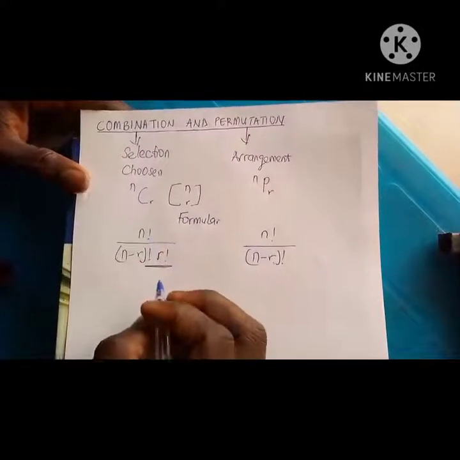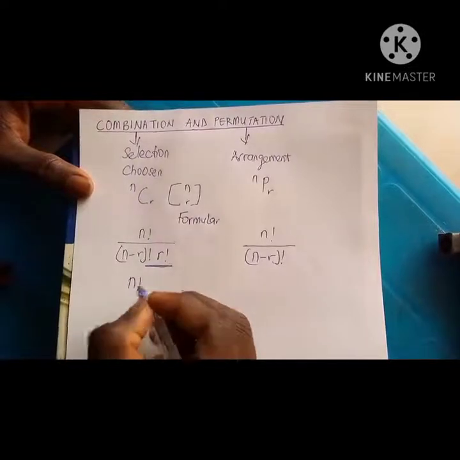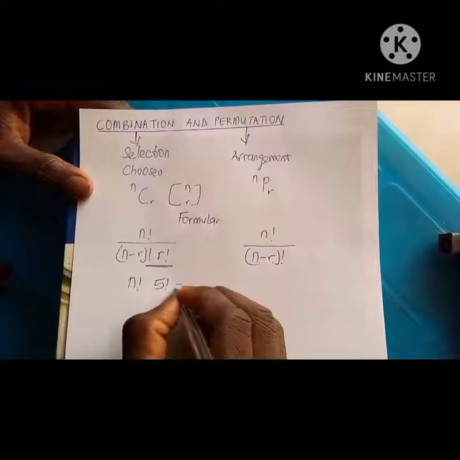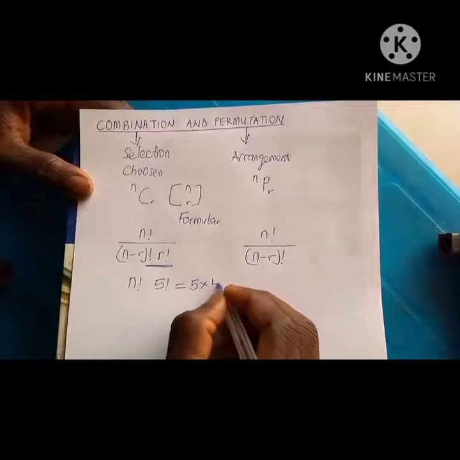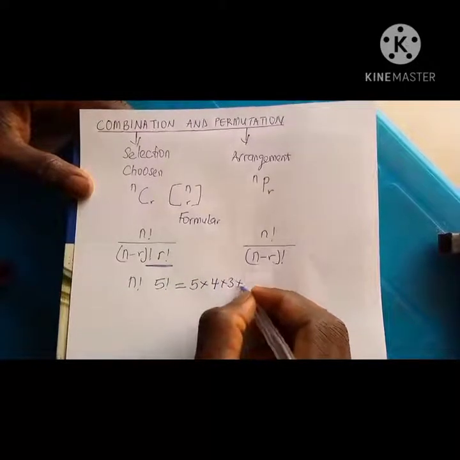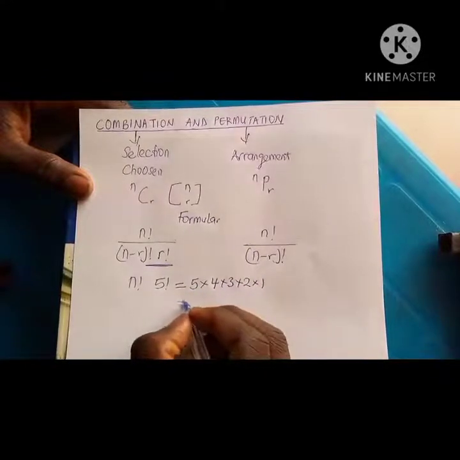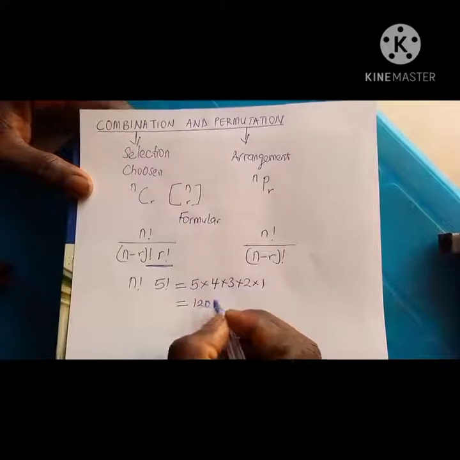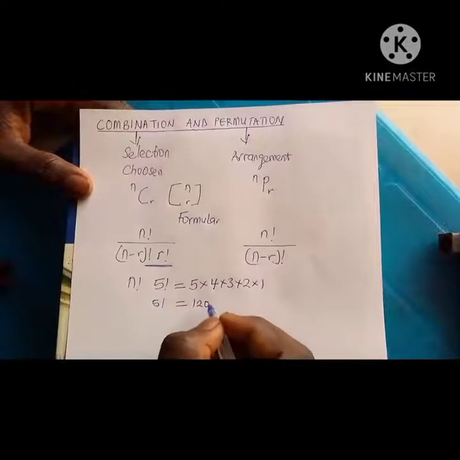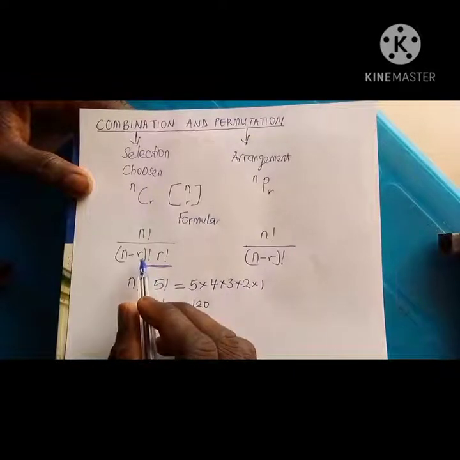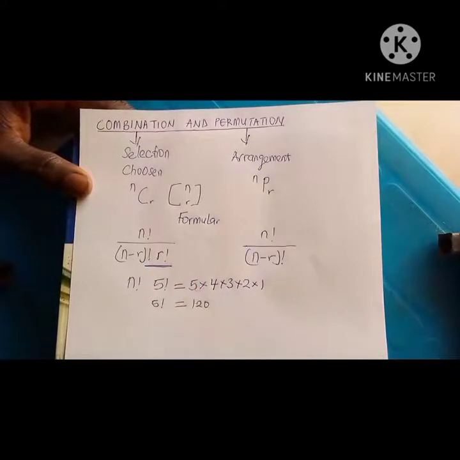And in order to find your n factorial, for example, if you are given 5 factorial, it's going to be 5 multiplied by 4 multiplied by 3 multiplied by 2 multiplied by 1. When you multiply all these together, you are going to have 120. So 5 factorial is equal to 120. And n will always be the bigger value, while r is going to be the smaller value.